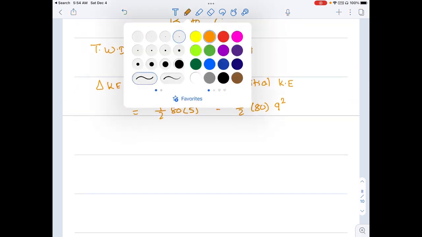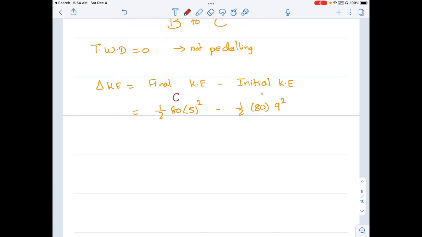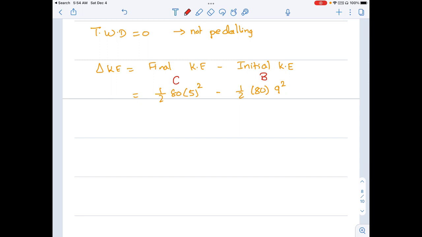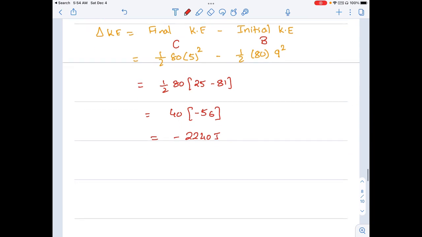So final kinetic energy is at C and initial kinetic energy is at B. So I do this one. I get half times 80 times (25 minus 81). So it is 40 times (25 minus 81). 25 minus 81 is nothing but what? Negative 56. So it's going to be negative 2240 joules. That is delta kinetic energy.